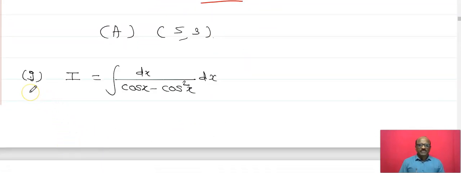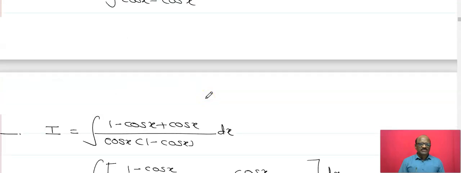Now, next problem, that is problem number 9. I is equal to integral dx upon cos x minus cos square x dx. Now, see this here.